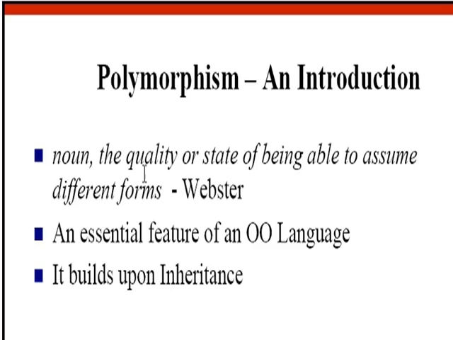Very simple, as the name suggests, because we have two things here, poly and morphism. Poly means many and morph actually means form, यानी कि बहुत सारी शक्लें. That is the polymorphism. And it is a very essential feature of object-oriented language. So when we say object-oriented language, it means we are dealing with what? Objects. Okay, so that means we are talking about different forms of objects.